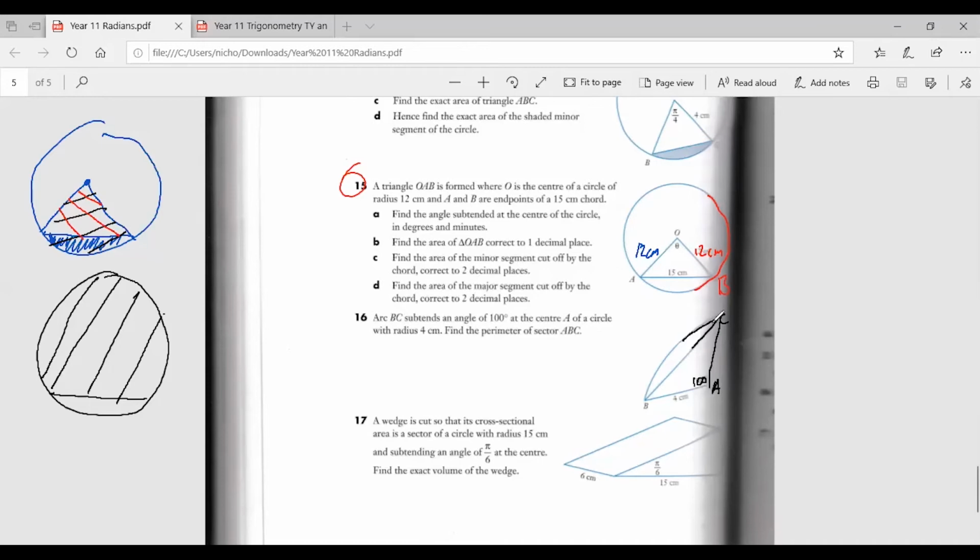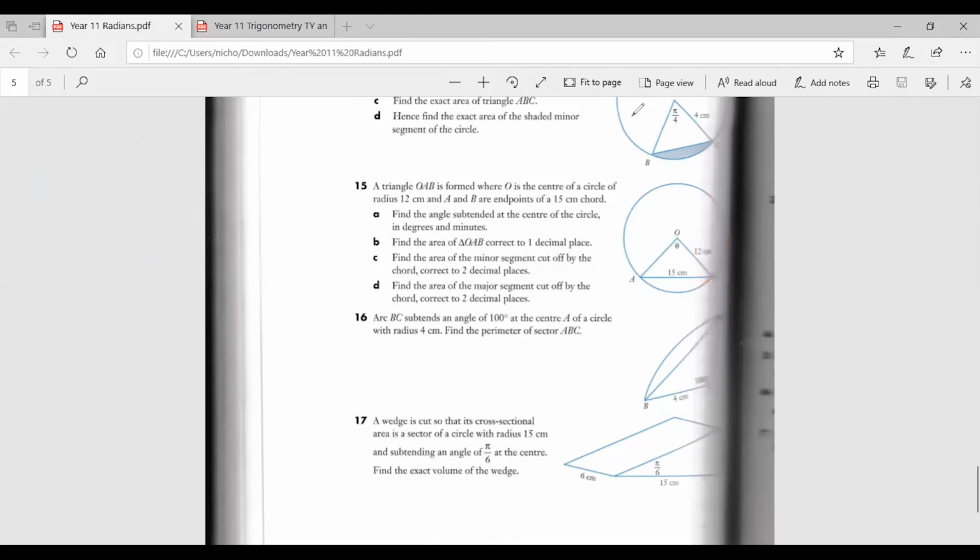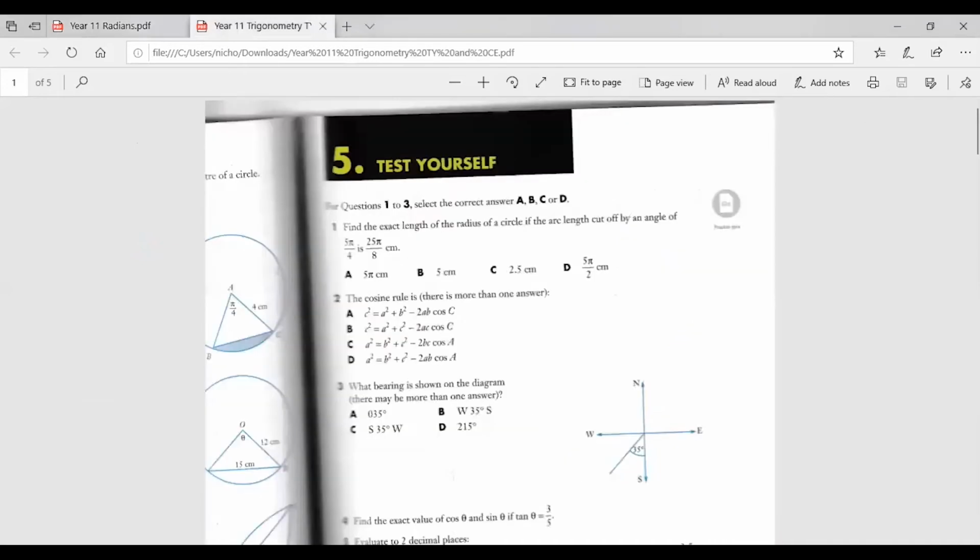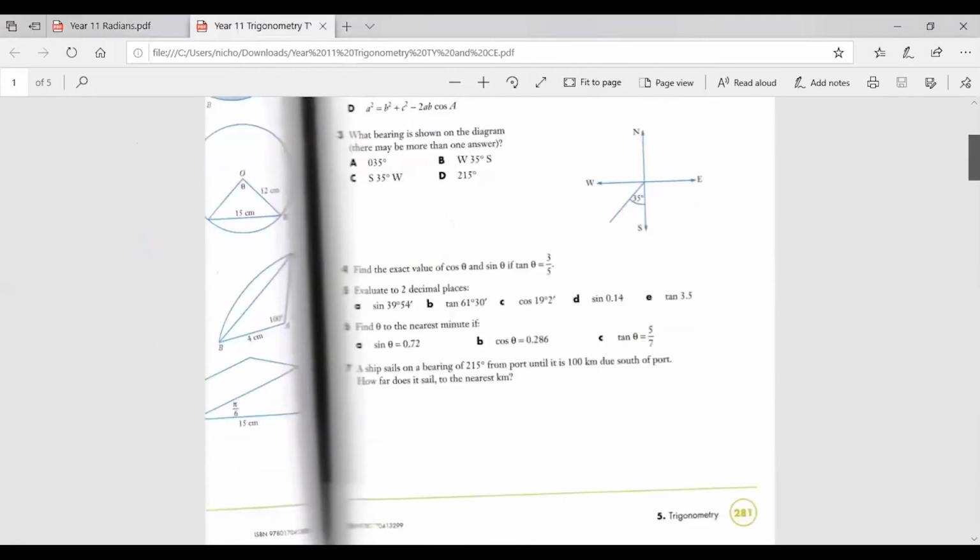Yep. All right. So now let's go over some of your topic tests. Because that's basically it. That's trig done. The last topics were radians, area of a sector, length of an arc. Overall, the last few sections are what radians are, how to convert to and from them, and where they are used. Does that make sense?